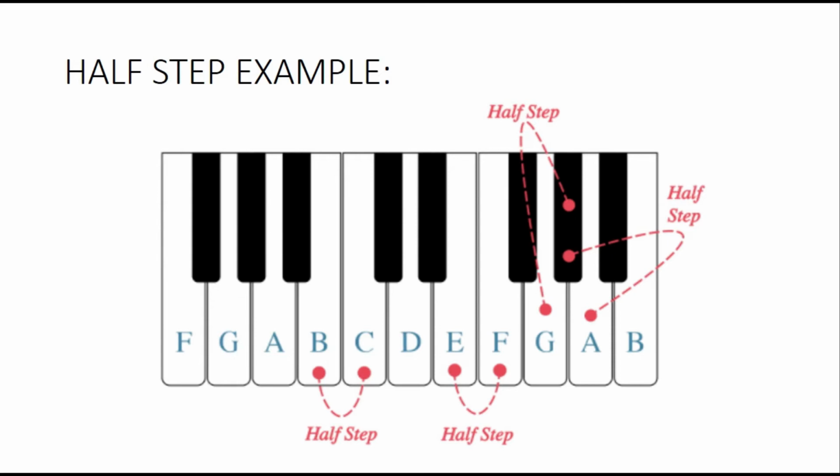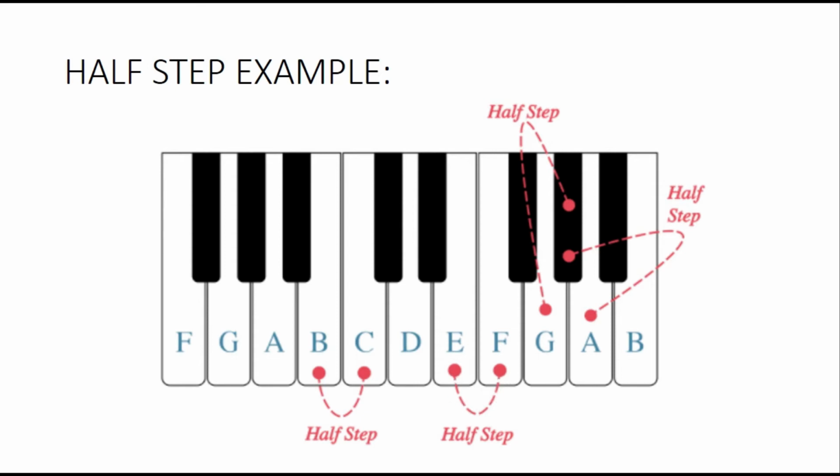Let's see this example. Check this one from B to C. As you can see here, we don't have a black note in the middle. Those are white keys and they are together. Okay, so here we have a half step. The next one, E and F, they don't have a black note in the middle. So they are together, so they create a half step.